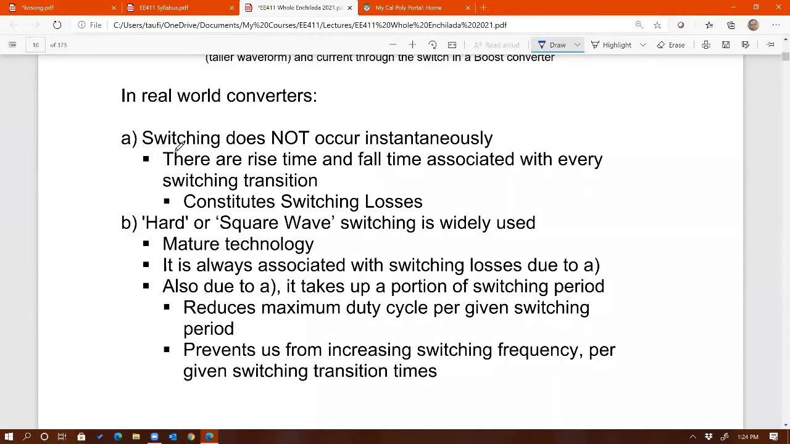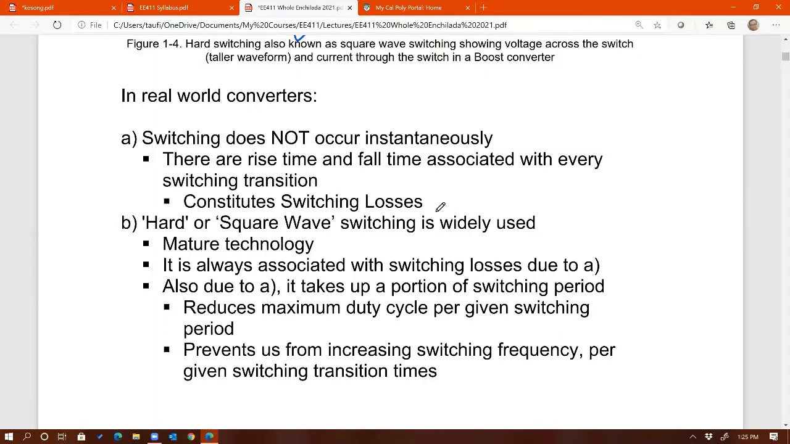That doesn't have any losses in the process of turning on and off. But in real-world converters, switching does not occur instantaneously. There are rise time and fall time associated with every switching transition. This is what constitutes switching losses in power electronics.